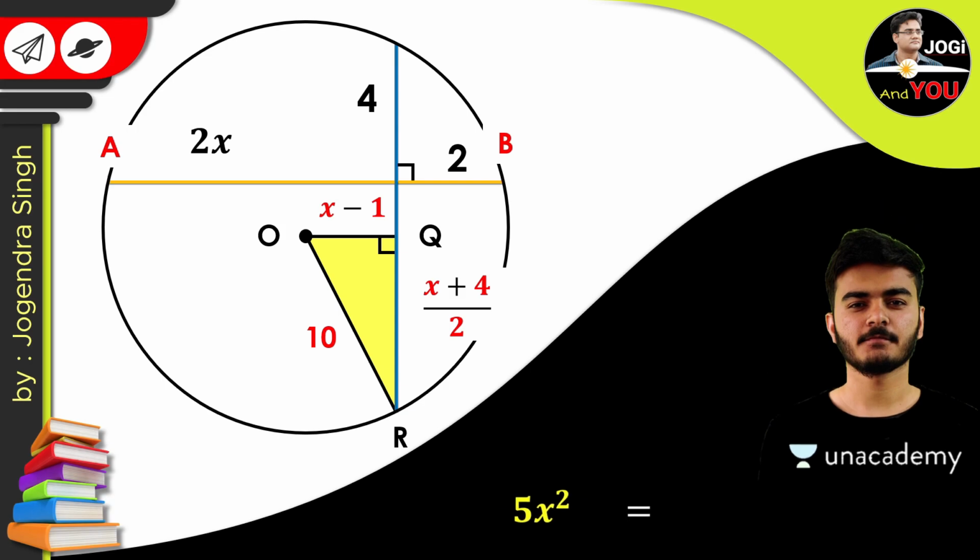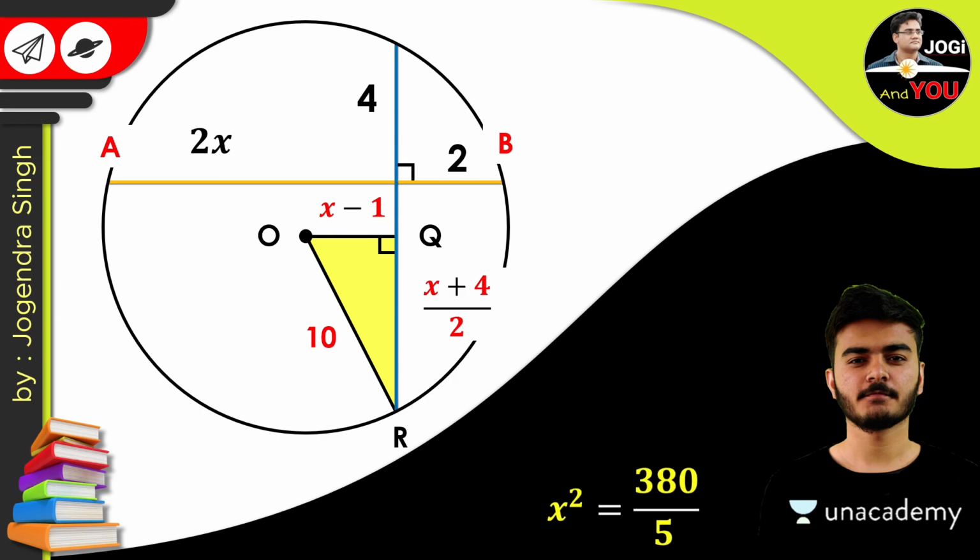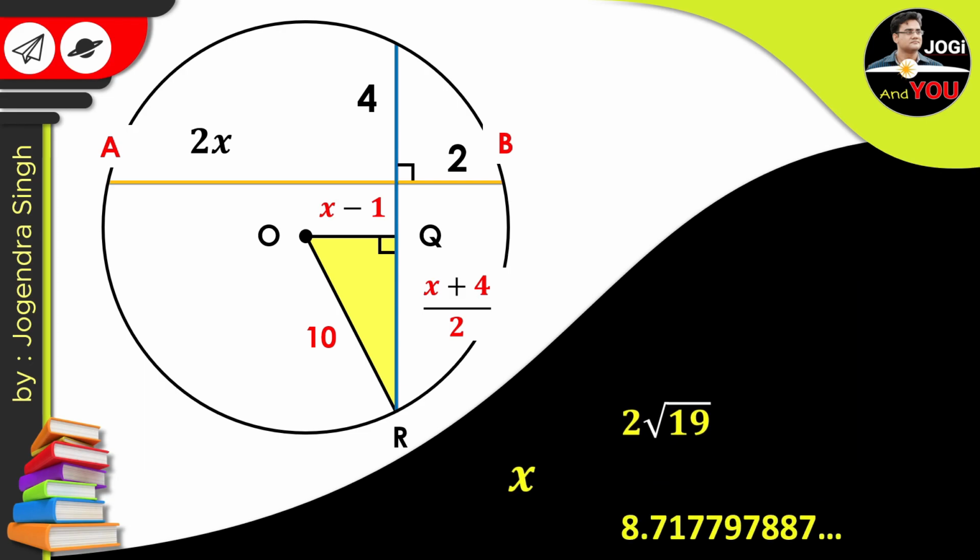Solve it, we have this. And this. And after this, we got under root 380 upon 5 is equal to x. And then we have under root 76. And then 2 root 19. This is the value of x. But it's not the single value of x. If you want to calculate the exact value of x, then calculate the value of root 19 and multiply with 2.